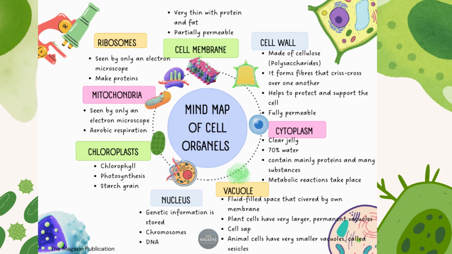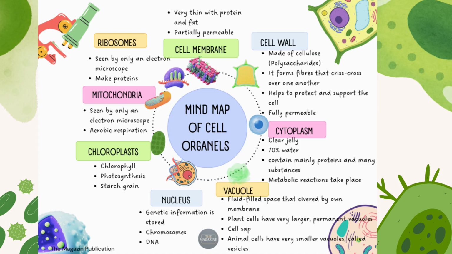Mitochondria we can see in both plant and animal cells. The previous ones, cell membrane, cell wall, cytoplasm, vacuoles, nucleus and chloroplast, we can see through a light microscope, but mitochondria and ribosomes we can see only through an electron microscope. Mitochondria help to do aerobic respiration, so in very active areas of the cell, such as muscles or tissues, we can see a high number of mitochondria.